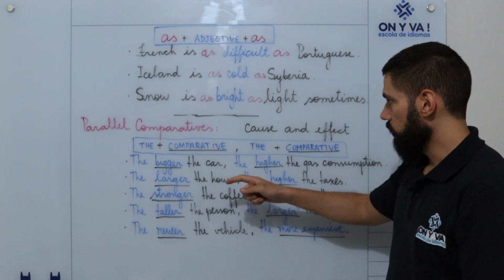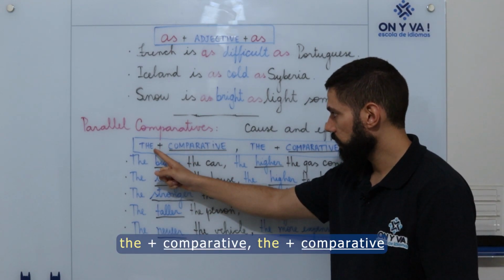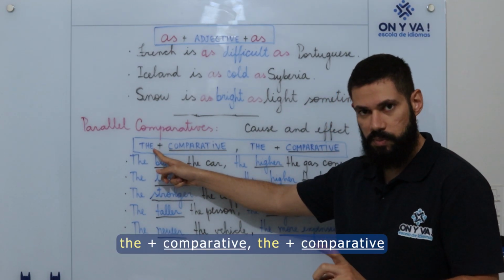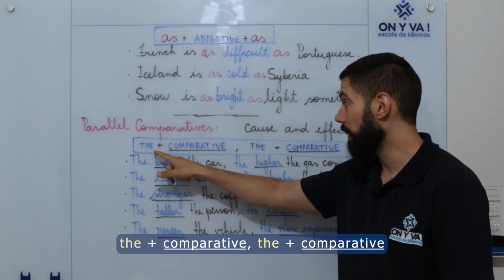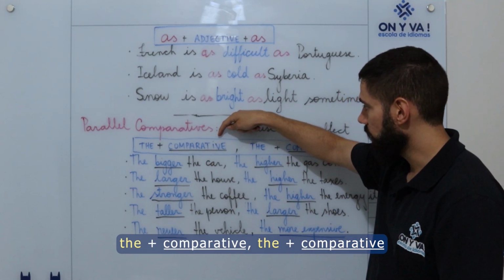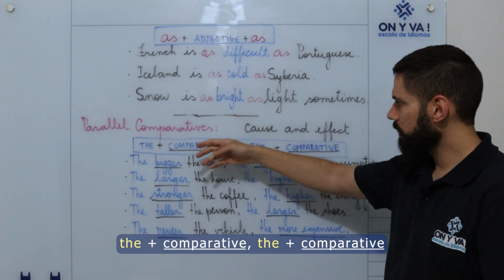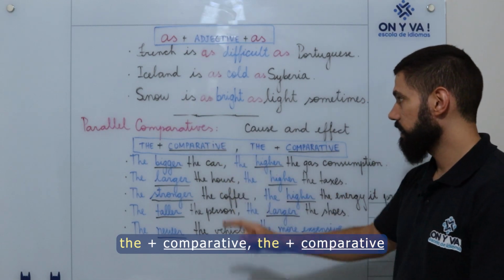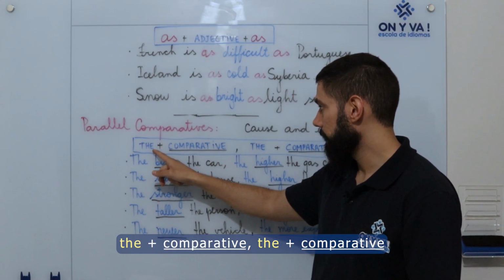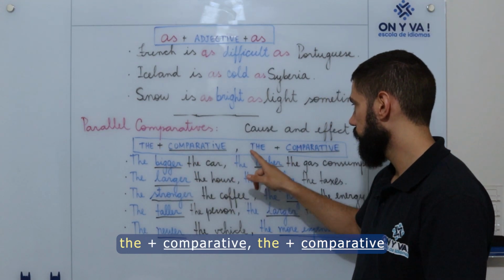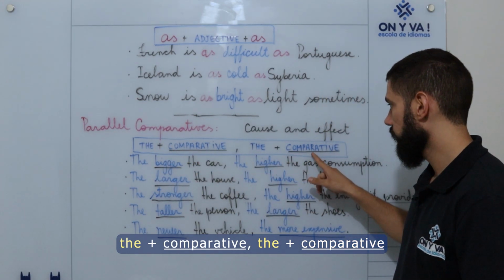So we use here this structure, the. Oh, but it's not a superlative after. It's the, but it's not the best. So the better. We use the comparative here, not a superlative. Oh, but we were using the before. Yeah, this is the structure of the parallel comparative. You're going to use the plus a comparative, the plus a comparative.